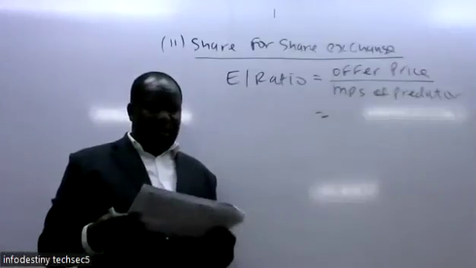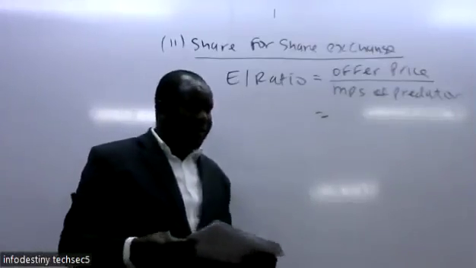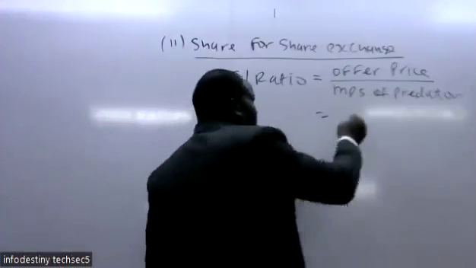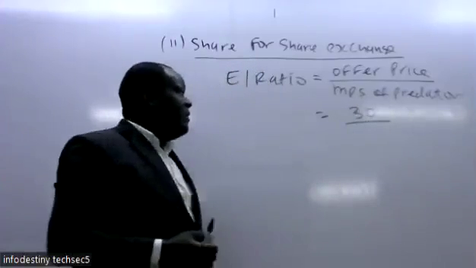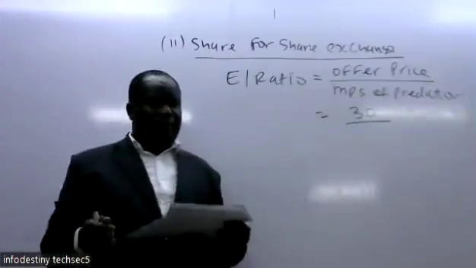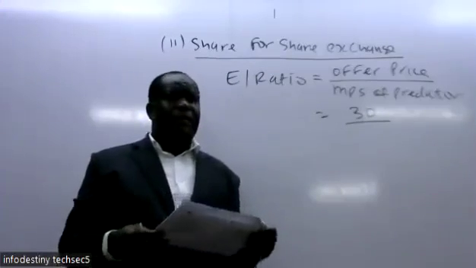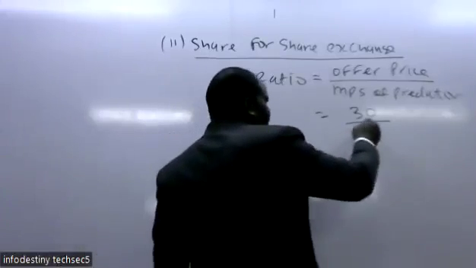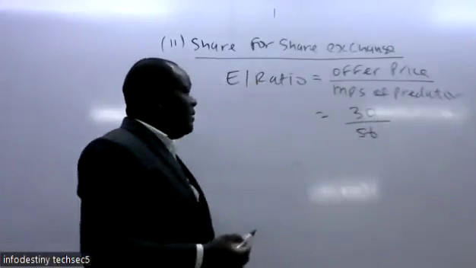So offer price in the Roman letter 2 has been given as 30 shillings. So we divide by the market price per share of the predator. We have calculated in Roman letter 1, we got 56. So divide by 56. See what you come up with.